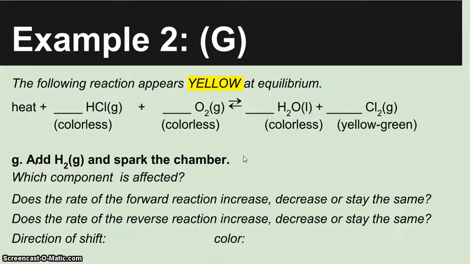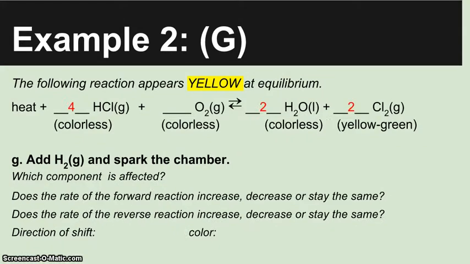Okay, last one. This one's a doozy. What happens if I add H2 gas and a spark to the chamber? So again, let's balance. The question is, which component is affected? So what is H2 going to affect? Let's first start with, is H2 part of the forward reaction? No. Is H2 part of the reverse reaction? No. So is adding H2 going to increase the concentration of anything in this reaction? The answer is no. So if it's not going to increase the concentration of anything in this reaction, then we want to explore the option that maybe it decreases the concentration of something in the reaction.